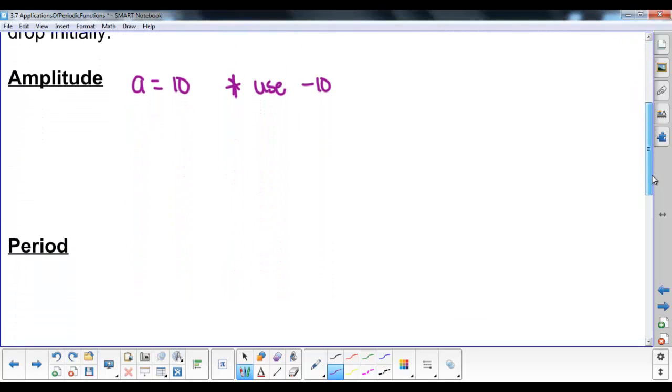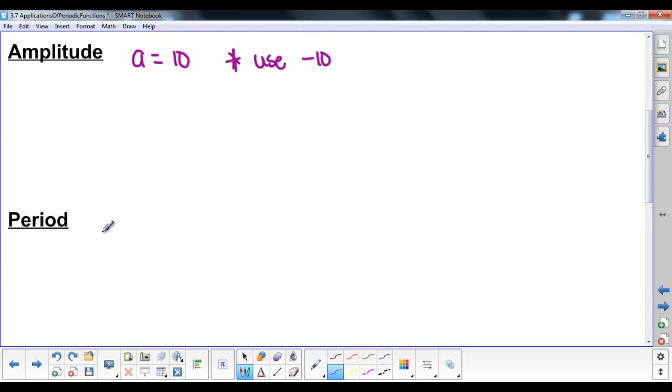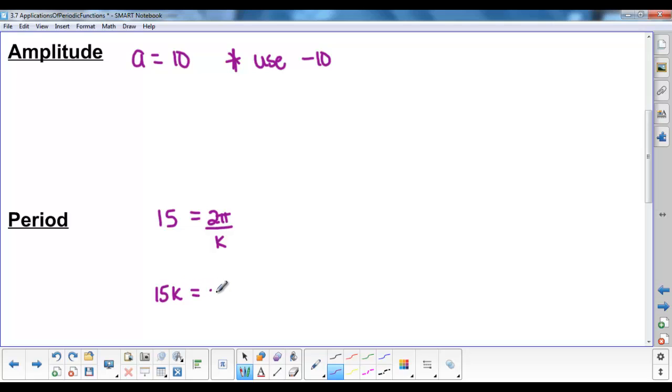Okay, moving down. The period was every 15 minutes. Now, unlike the first example, we don't need to change these 15 minutes into seconds because it asked for t in minutes. So our 15 minutes, one full cycle, is equal to 2 pi over k. That k is what goes in our function. We need to solve for it. Let's multiply both sides by k. That would give us 15k, and then just 2 pi on the right side. And then if we divide both sides by 15, we end up with a k value of 2 pi over 15.